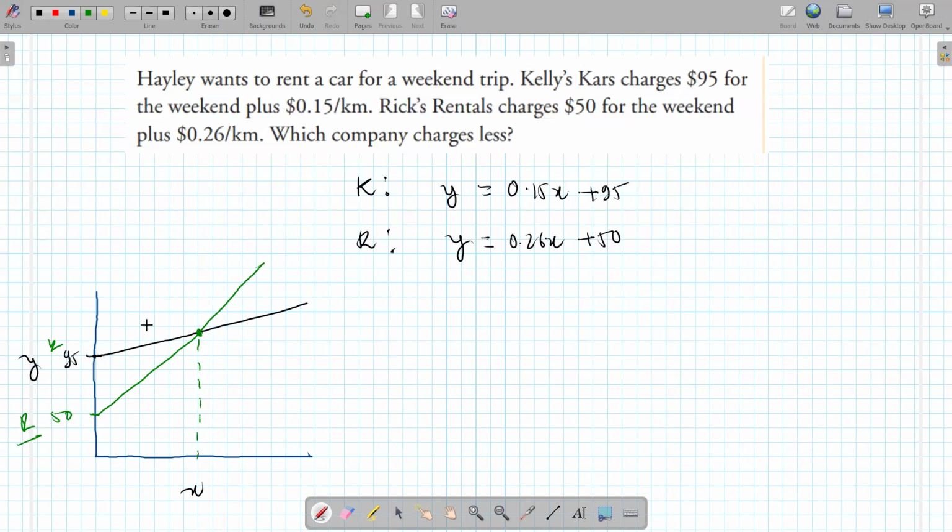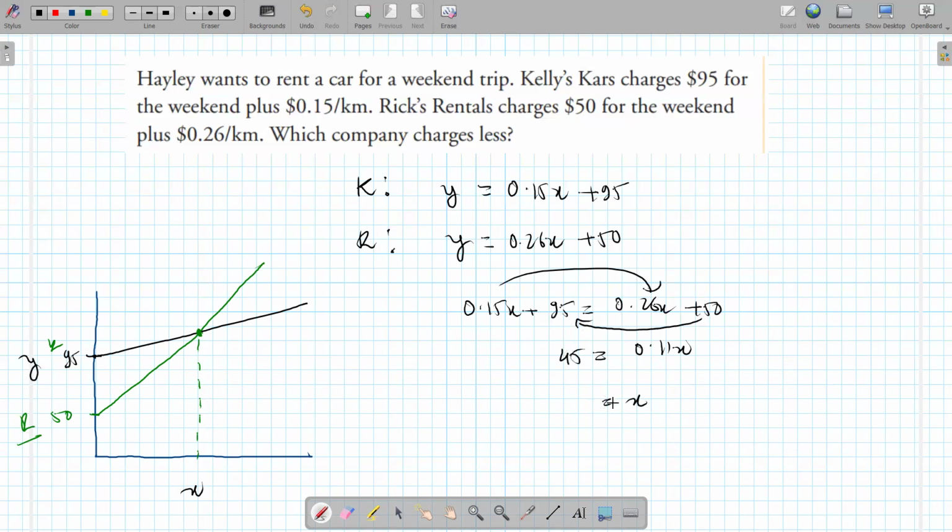How do we find it? You set the equations equal to each other, right? That's it. So it's going to be 15x plus 95 on one side. On the other side, it'll be 26x plus 50. This is easy. This is 11x. Move this here, move this here. This will be 45.